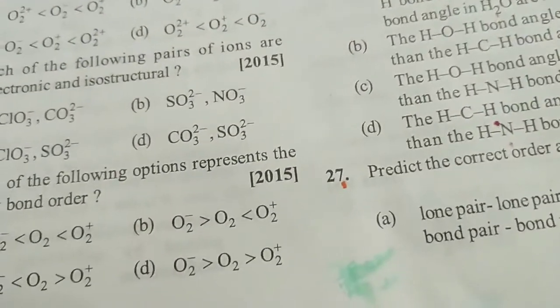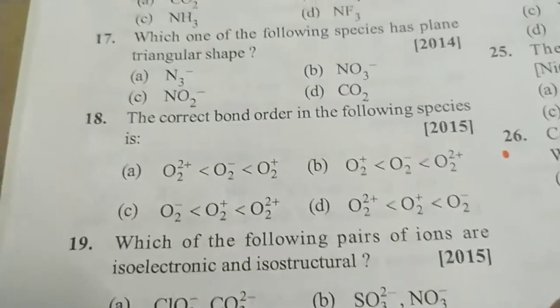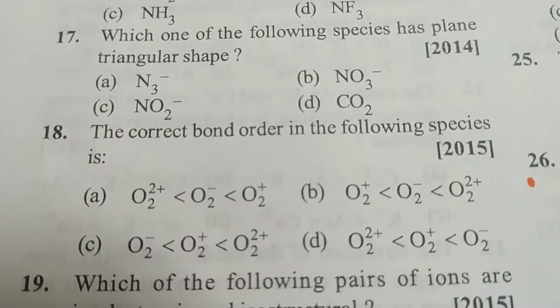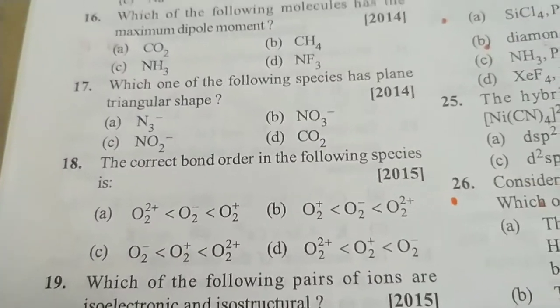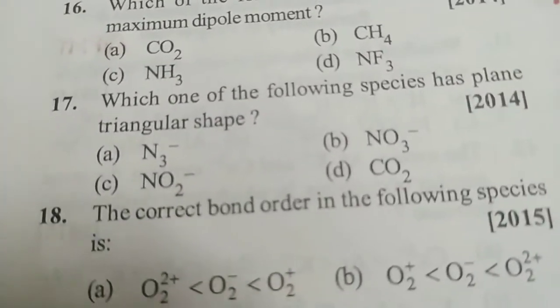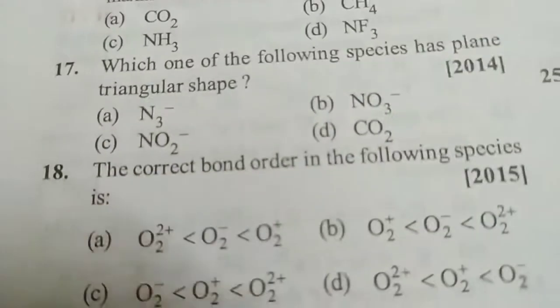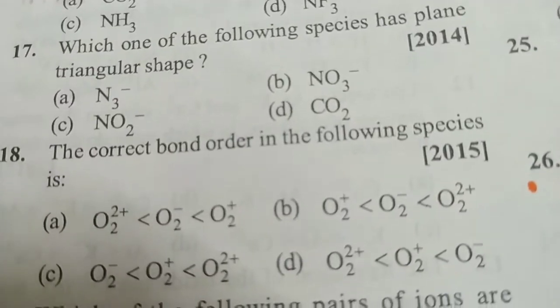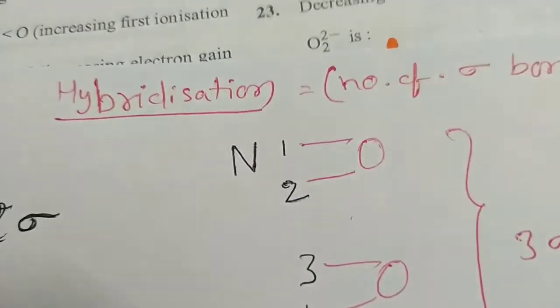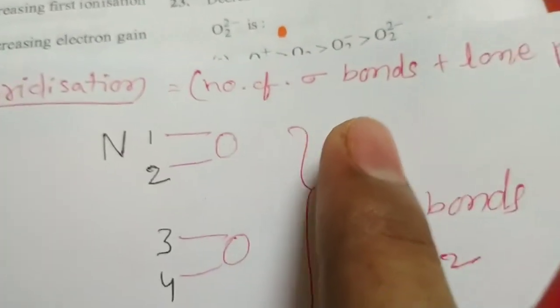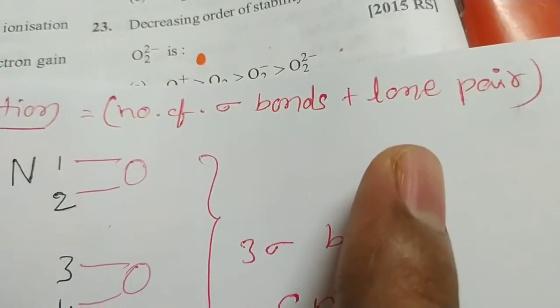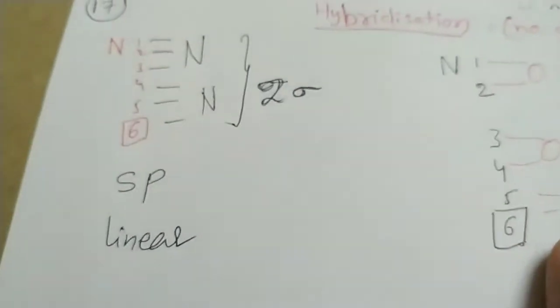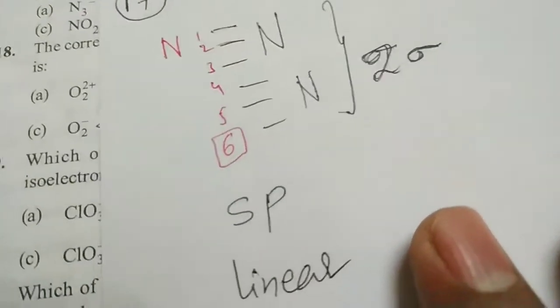Okay, next, 17th question. Which one of the following species has a plane triangular shape? Again, it is a hybridization and geometry related question. First, you have to know what hybridization is: the number of sigma bonds plus lone pairs. Now, I will tell you an easy trick.